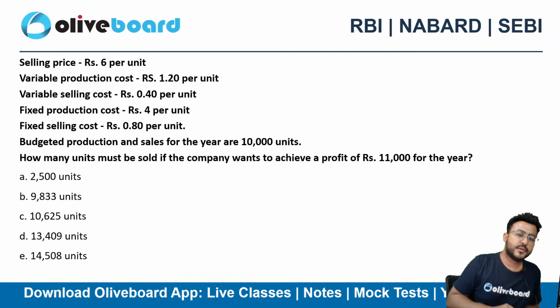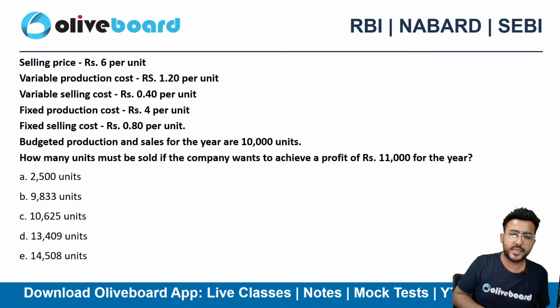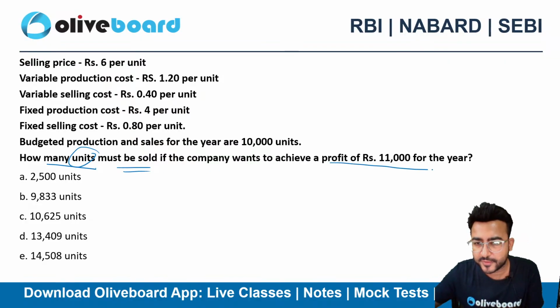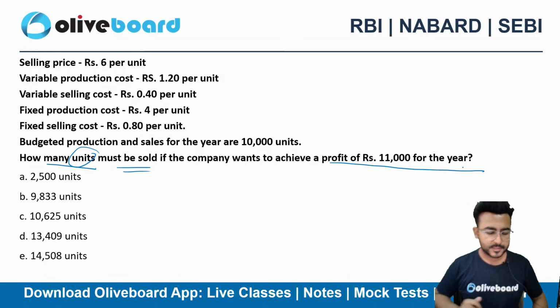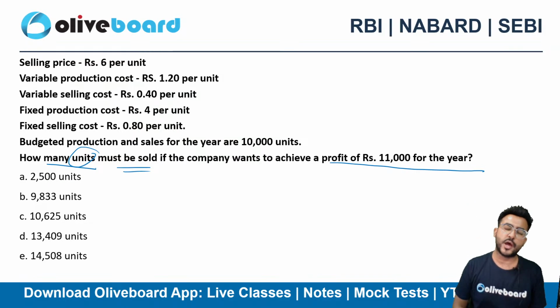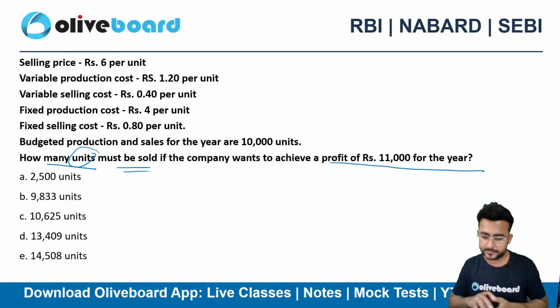Next question. Again the same data that we just discussed, selling price, variable cost, fixed cost, units. How many units you need to sell if the company wants to achieve a profit of 11,000 for the year? Questions like desired profit on how much sales or how many units are very, very important for your exam, okay? Based on the past trend.